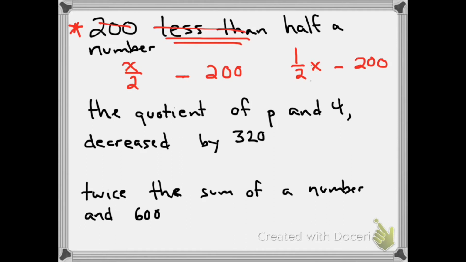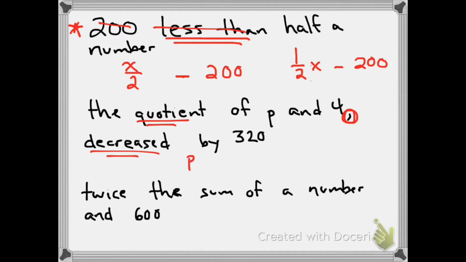All right, the next one, we have the quotient of p and 4 decreased by 320. So quotient should indicate that we're going to divide. Decreased by should indicate that we're going to subtract. But take note that we have this comma here, which usually indicates that we should put something in grouping symbols. All right, so with quotient, I try to have my kids write it as a fraction, because we're going to see less and less of that division sign.